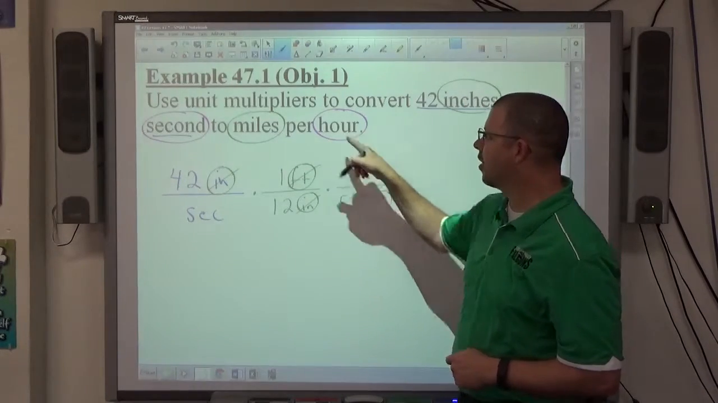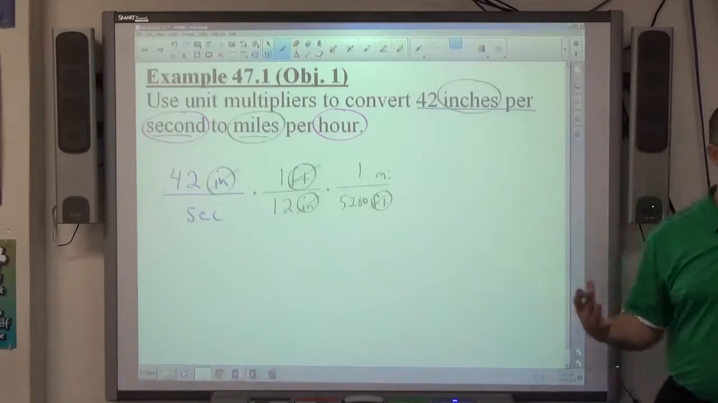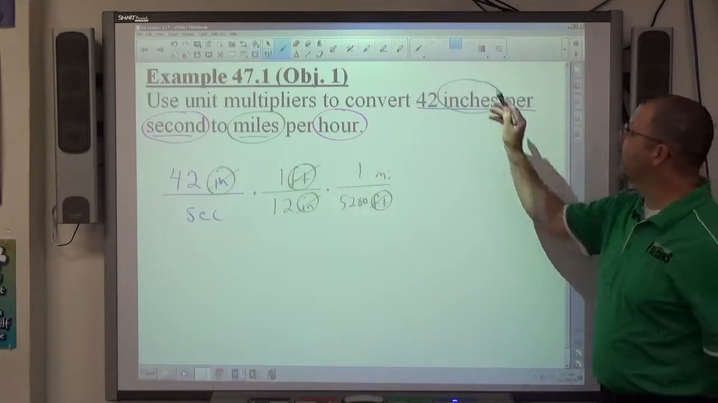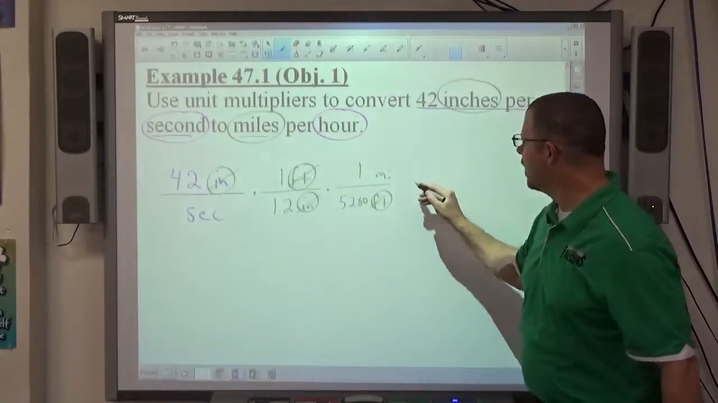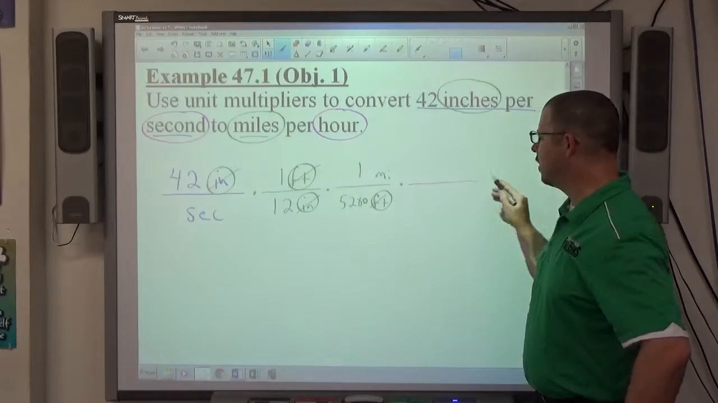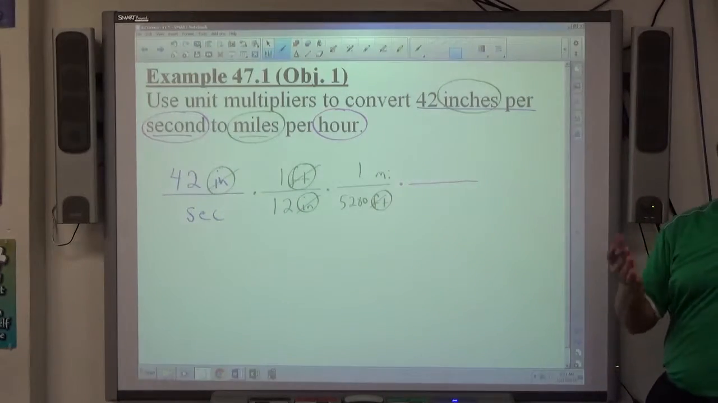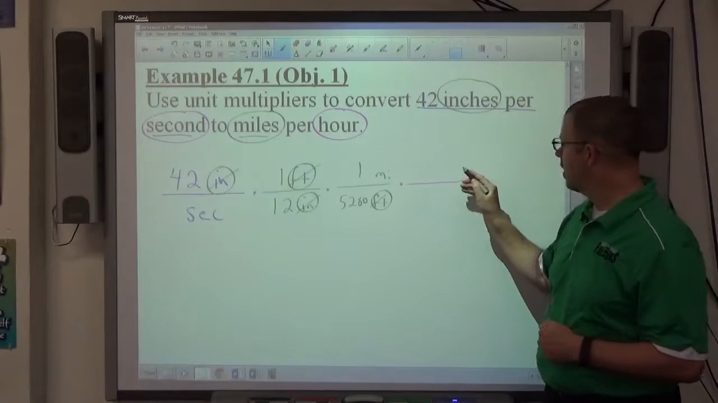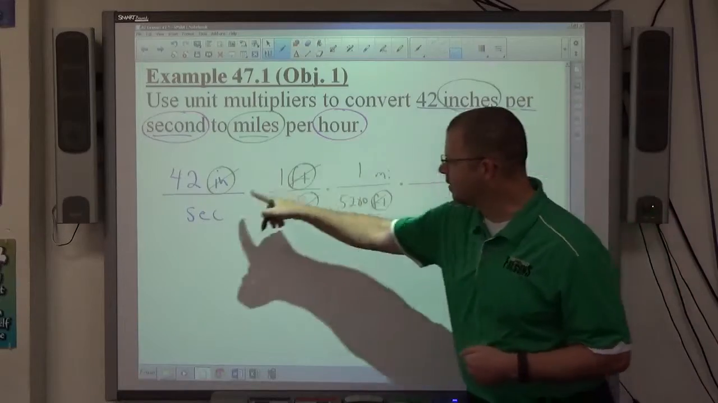I'm left with the unit of miles on top, which is what I want, miles on top per hour on bottom. So the unit of miles has been taken care of. I then move on to the unit of hours. I've got seconds currently, and I want hours. Again, the position of the unit establishes where I want to put things. I want seconds to go away and change to minutes. I'm going to put seconds on top, minutes on the bottom, because I want seconds to cancel seconds.